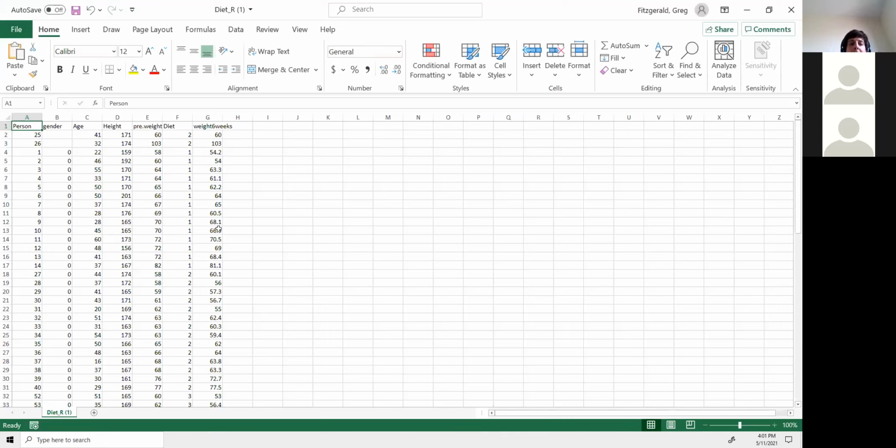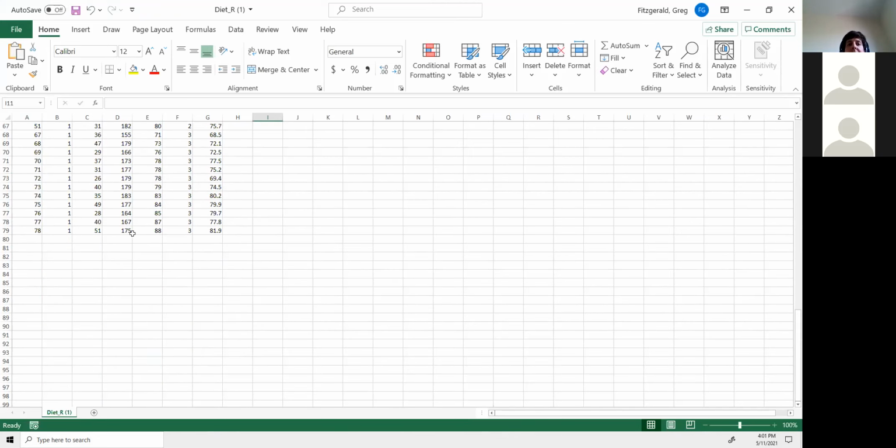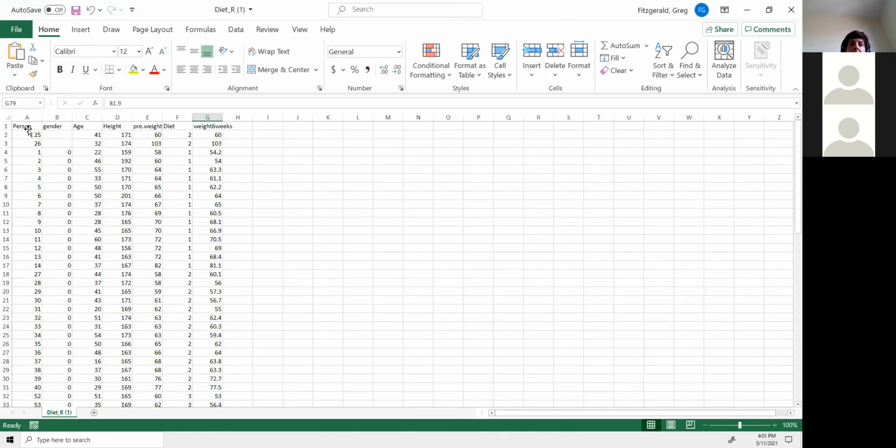All right, here we go. So this is a very large data set, and it was from a study. This is actually just a selection from a very large data set. And the goal of this study was to see whether a particular diet would affect somebody's weight.